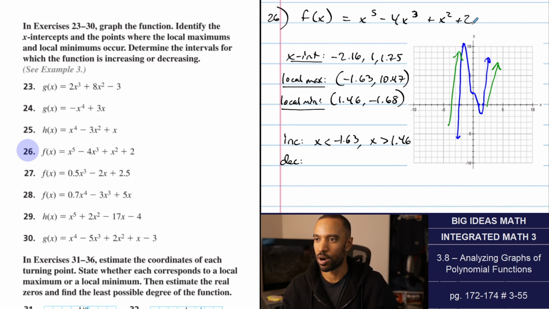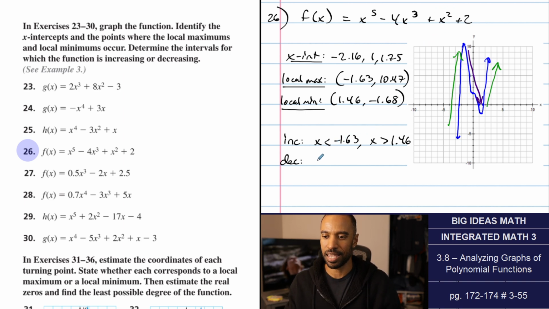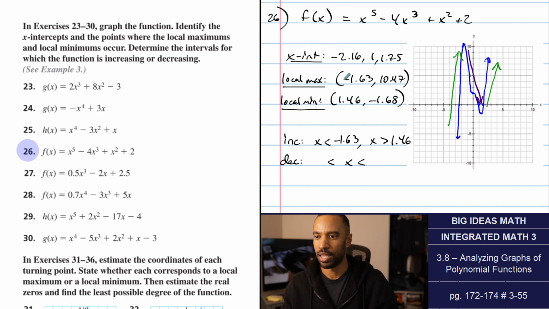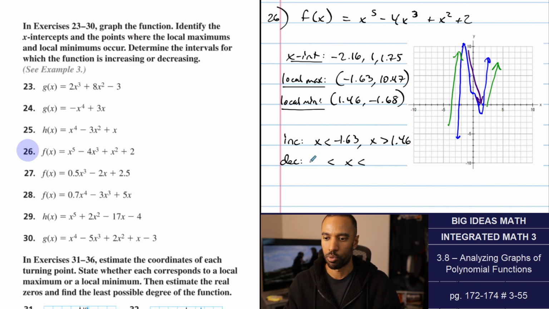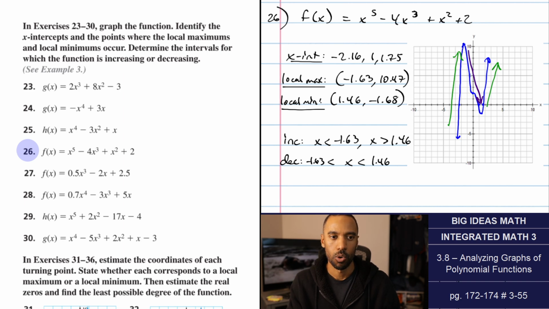Now, it decreases everywhere in between. There's a little bit of a potential, I won't say hiccup, it's not wrong, but if this thing plateaus and has a slope of 0 somewhere, they can still argue that it is on the interval of decrease. So my statement will still be that it is decreasing on the entire interval where x is between negative 1.63 and 1.46. So there's a decrease the entire way through on that, even if there is a momentary bit in time, maybe on the y-intercept, where it has an actual slope of 0.